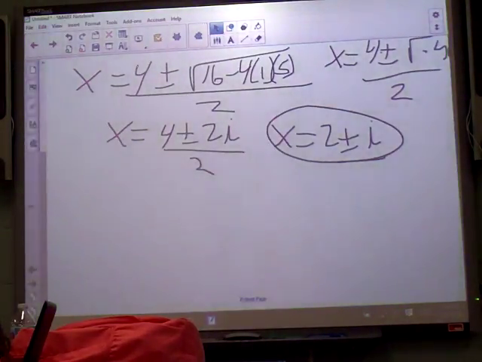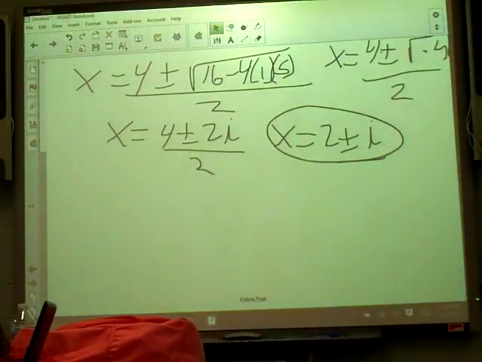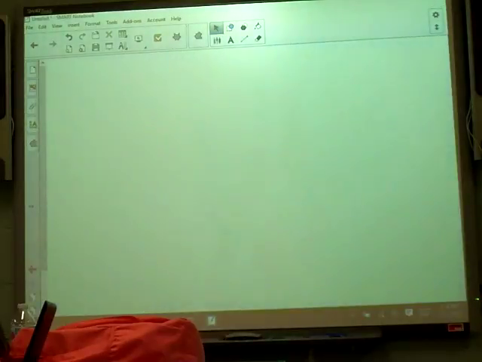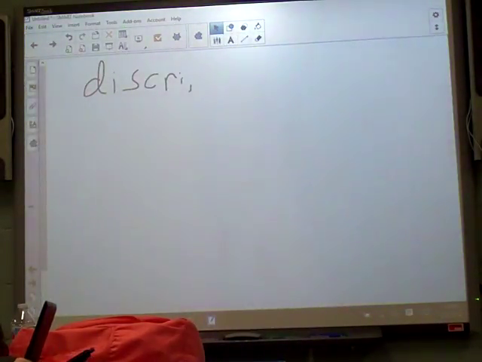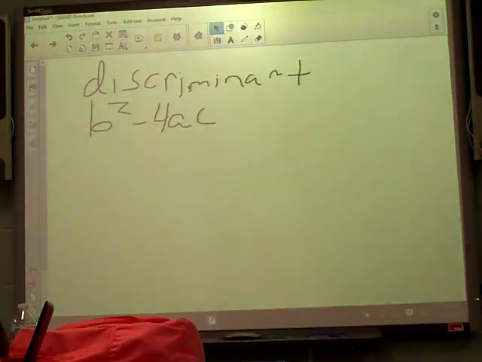Alright, every now and then we'll get a question that doesn't ask for the solutions. It asks how many and what kind of solutions there are. If that's the case, you could do the whole quadratic formula and figure that out, but that would be more work than necessary. What's called the discriminant will tell us how many and what kind of solutions. The discriminant you already know. It's the part of the quadratic formula that is underneath the radical. So you only have to do that part.